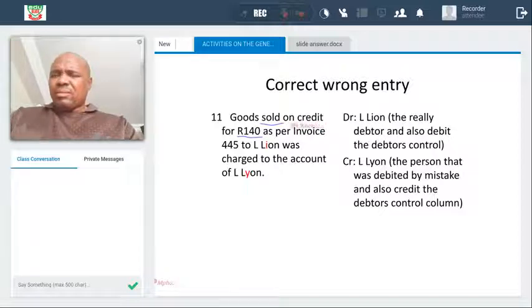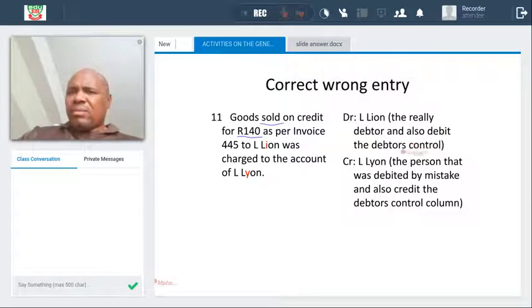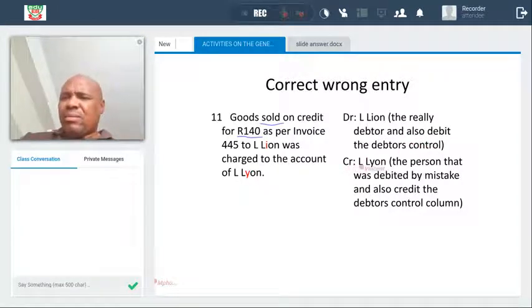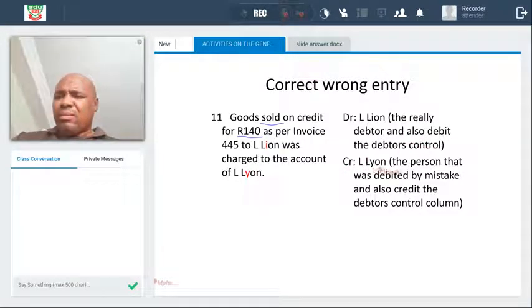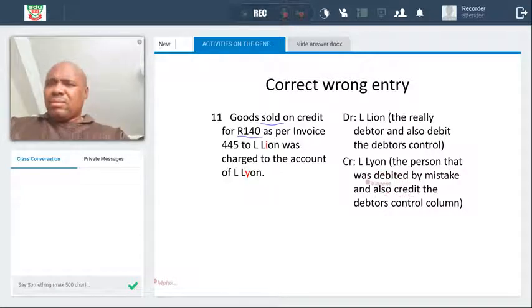So we are supposed to debit L Lion. So we go and debit L Lion, which was a real account that was supposed to be debited. And it's a debtor, so also debit the debtors control column. And then we go and credit this L Leon because it was an account we made a mistake on. We're not supposed to debit him. We credit back to cancel the transaction. And since he was also a debtor, we credit the debtors control column in the general journal.